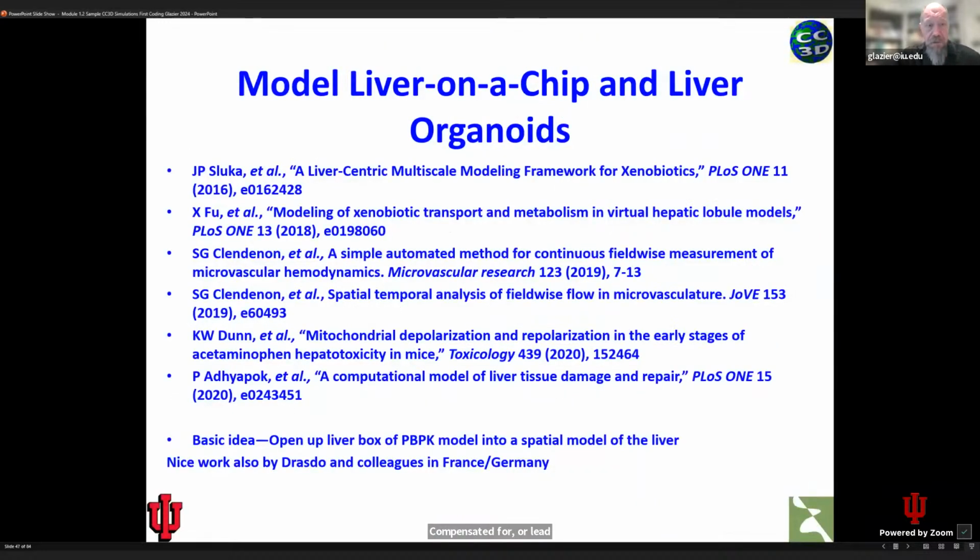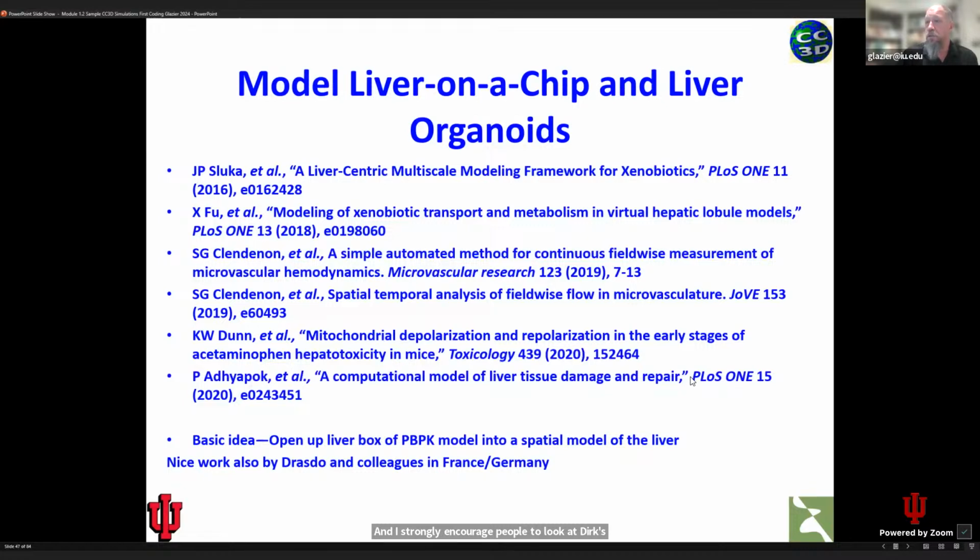A big area of research is liver toxicity. We worked on this ourselves some years ago. There's an enormous group using a different modeling environment, although very similar to CompuCell, but not CompuCell, led by Dirk Drasdo in Germany and France, now working in this area. And I strongly encourage people to look at Dirk's beautiful papers on this topic.